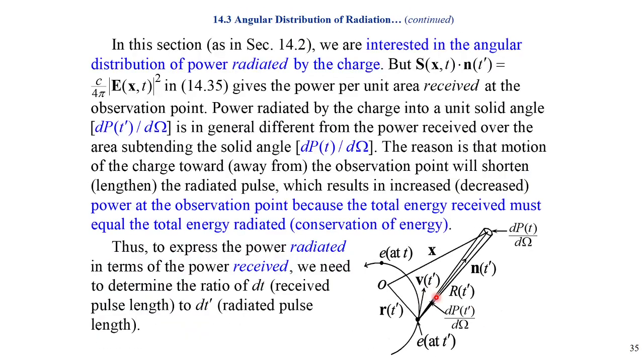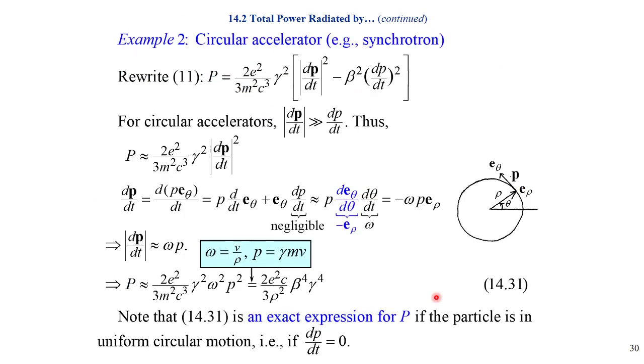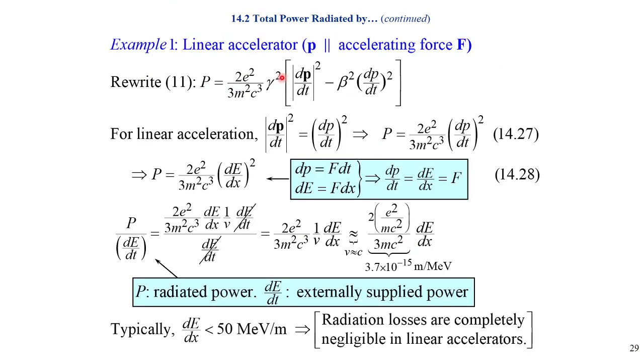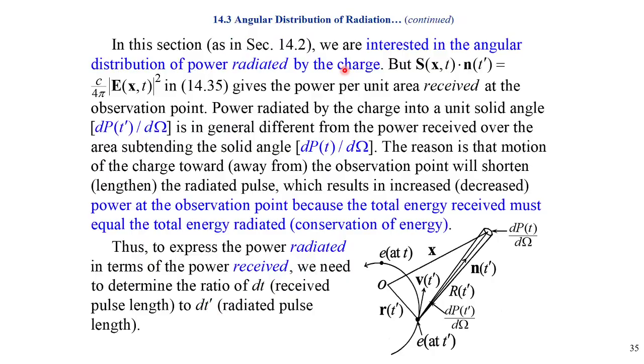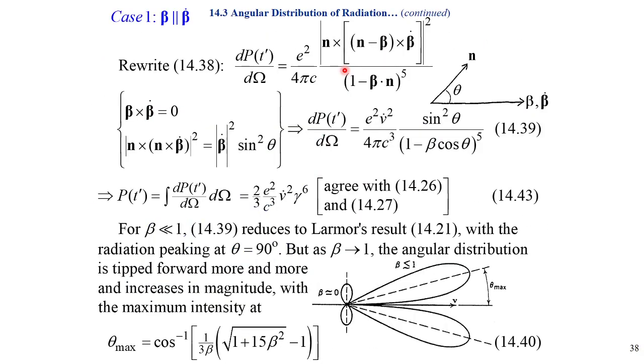Go back to here. Here, that's linear accelerators. That one is very small. Don't worry too much. That means the momentum and acceleration force are parallel. The radiation is not too much. Even though gamma is very large, the radiation is still not too much. Don't worry too much. Okay. Therefore, we will focus on case 2.